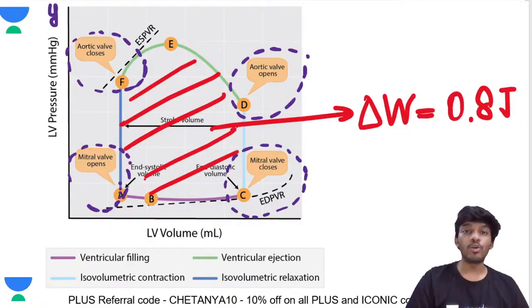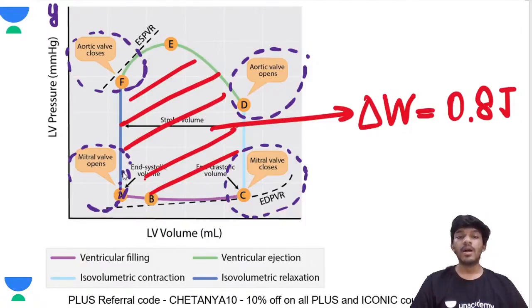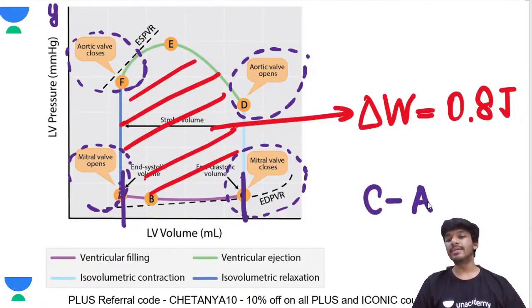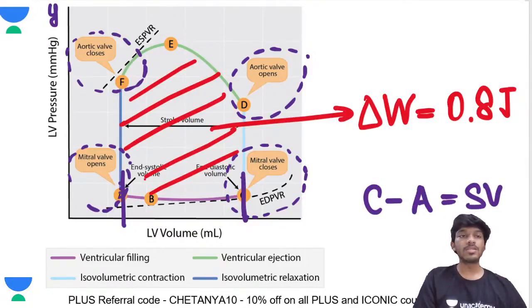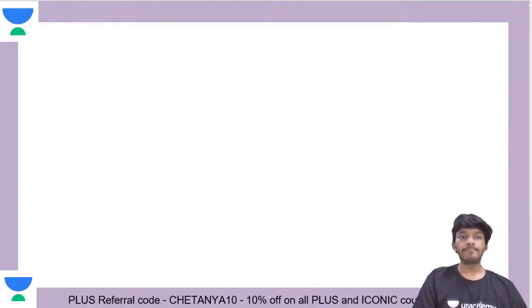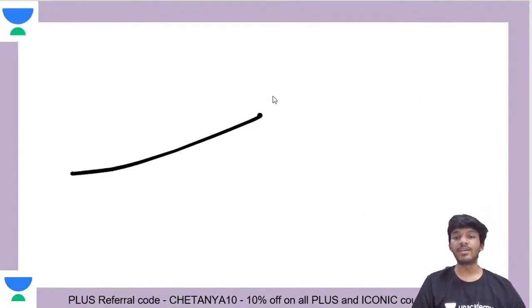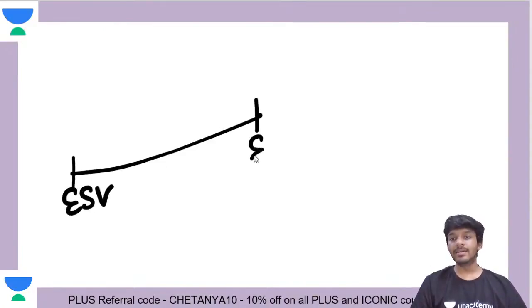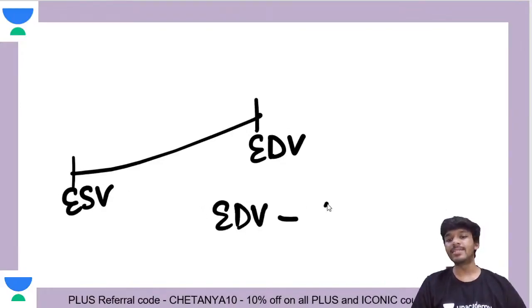One more quantity that you can determine is the stroke volume. The difference between C and A, C minus A, is equal to the stroke volume. And stroke volume can be very useful, so see this very carefully. If this is the curve, this is the filling. This is called end systolic volume and this is end diastolic volume. The difference, end diastolic volume minus end systolic volume, is called stroke volume.